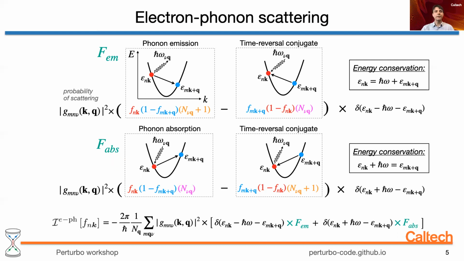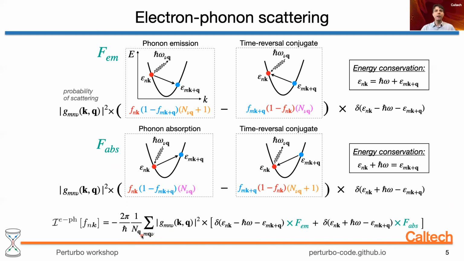So finally, we can construct our total electron-phonon scattering integral if we sum over all band indices, electron and phonon momenta, and phonon modes. So all this sum would give us the electron-phonon scattering integral.